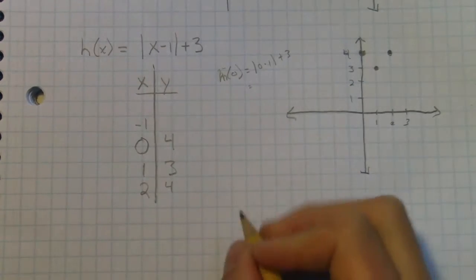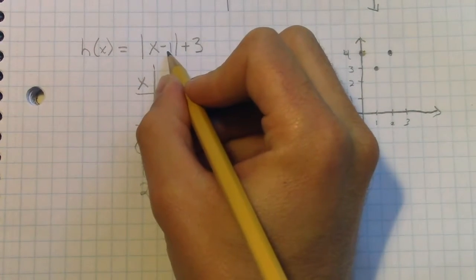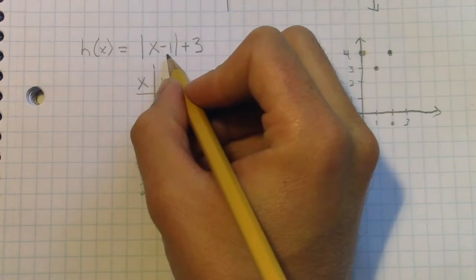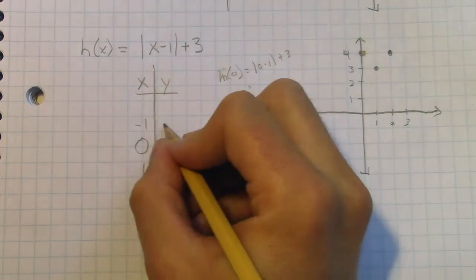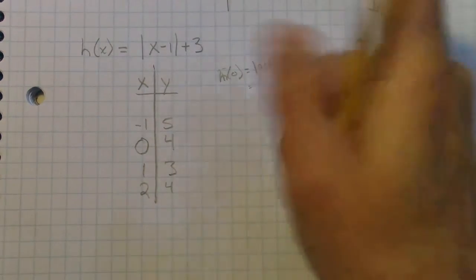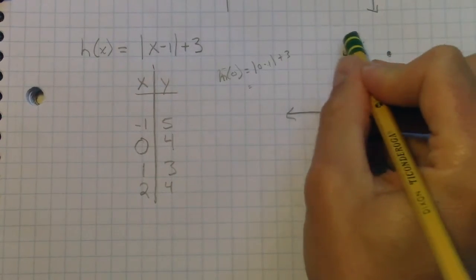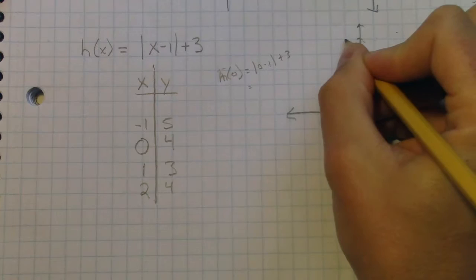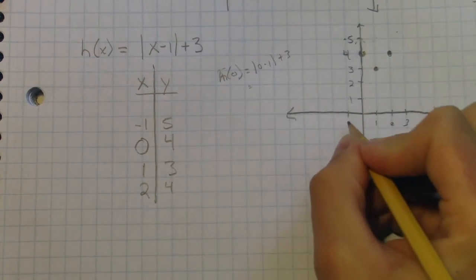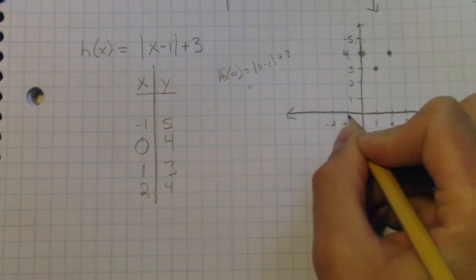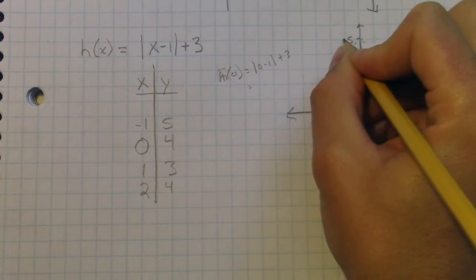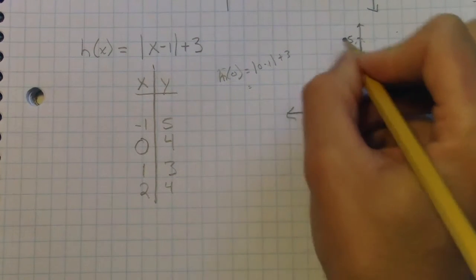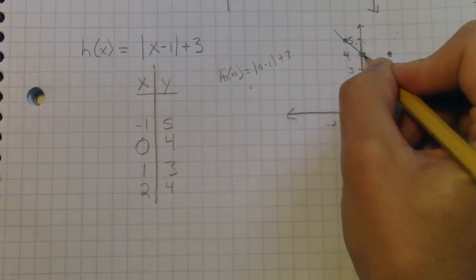Negative 1 minus 1 is negative 2. The absolute value of negative 2 is 2. 2 plus 3 is 5. So I'm going to get an output of 5, and I guess I'd have to extend this graph, wouldn't I? Let me extend this graph a little bit here, just to negative 5 at least. So at negative 1, I get an output of 5. Stumbling over words over here.